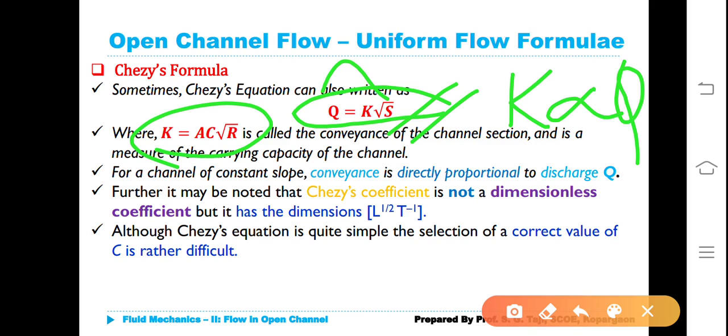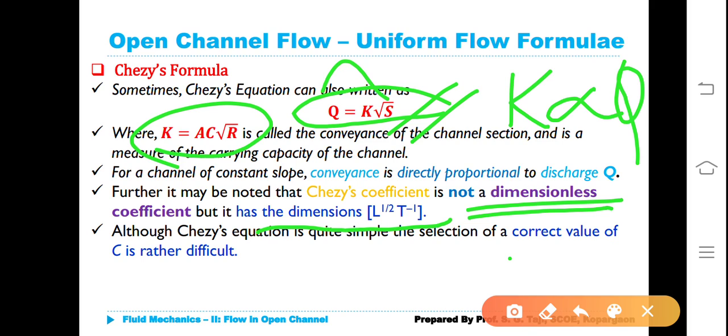Further, it may be noted that Chezy's constant is not dimensionless. Always, what we have come across so far, if we come across the term coefficient, we understand that it is a dimensionless quantity. But it is not a dimensionless coefficient; it has the dimensions of L to the power of half multiplied by T to the power of minus 1.